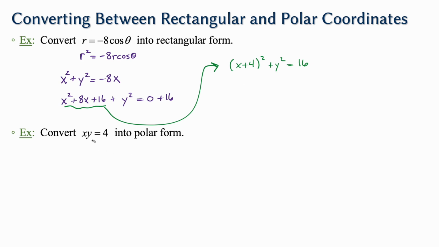Now let's go the other way. In our second example here, we have a rectangular equation. Again, clearly not a function, I should say, well, not written as one. I think it may be, but we want to convert this into polar.